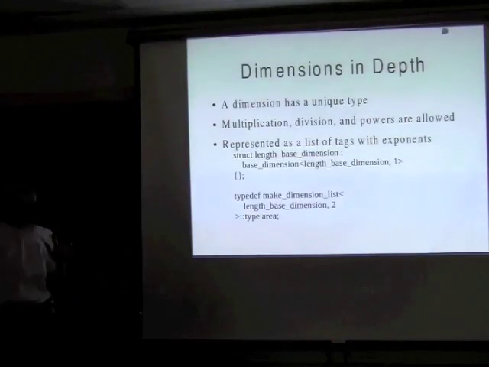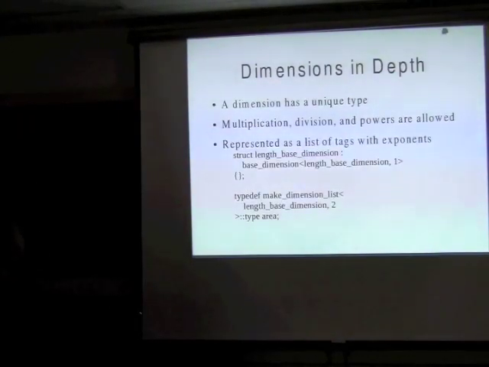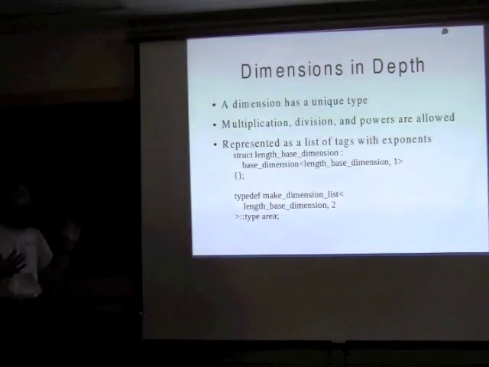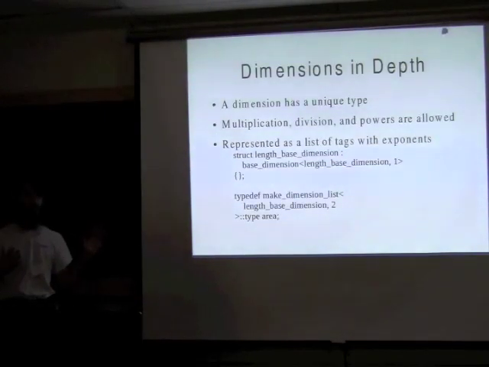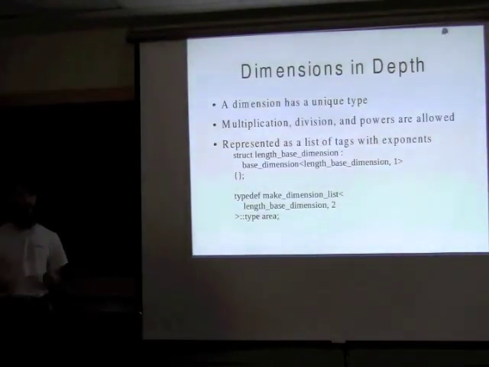So, let's start with dimensions. How are we going to represent them in the program? First of all, this is all template metaprogramming, so of course it's going to be represented as a type. What can we do with dimensions? Well, we can test whether two dimensions are the same. For this library, we're going to require that two dimensions are the same if and only if they're exactly the same type.